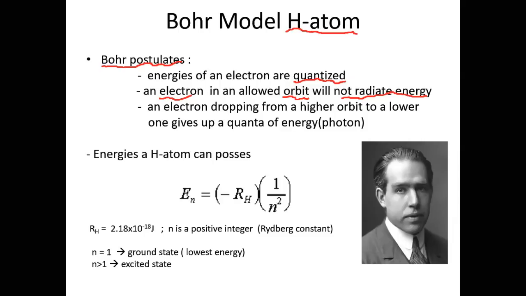And so when it moves from a higher orbit to a lower orbit, it gives up a quanta of energy, meaning it releases energy. So as it goes from a higher orbit to a lower orbit, it releases energy. And these orbits are actually called energy levels.